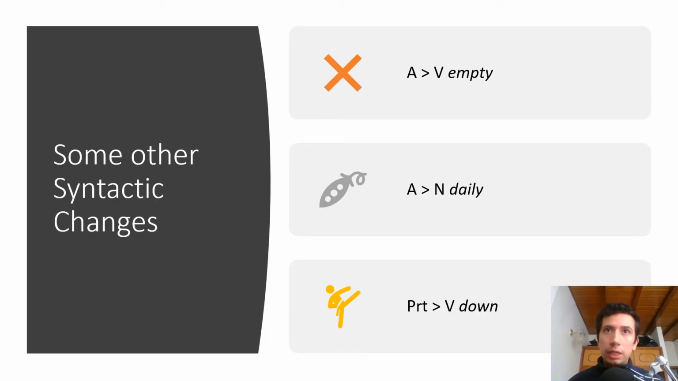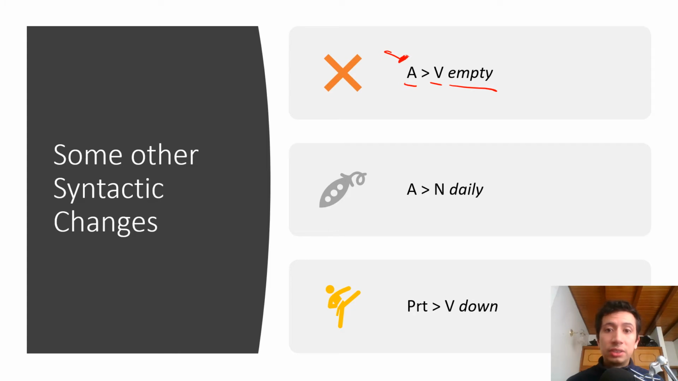So it's not just exclusively related to the topic of noun to verb and verb to noun. We can also change adjectives to verb, as in empty. Let's say I have an empty backpack. I'm using it as an adjective, and I can say empty your backpack. Right there, I'm using it as a verb.